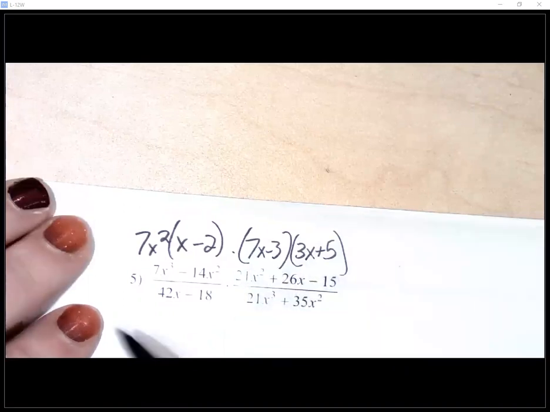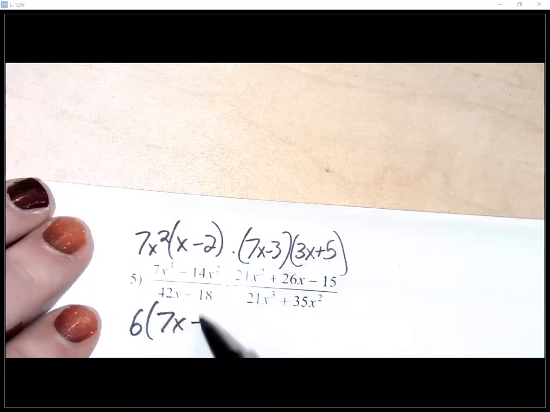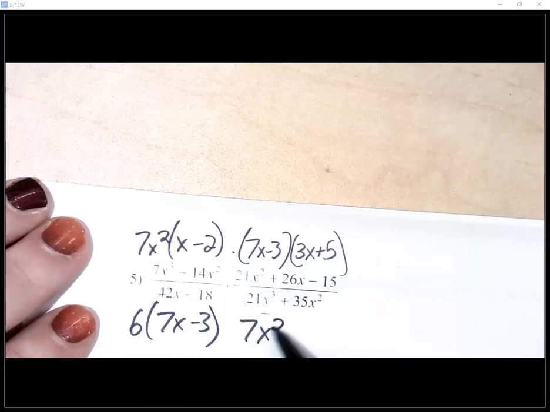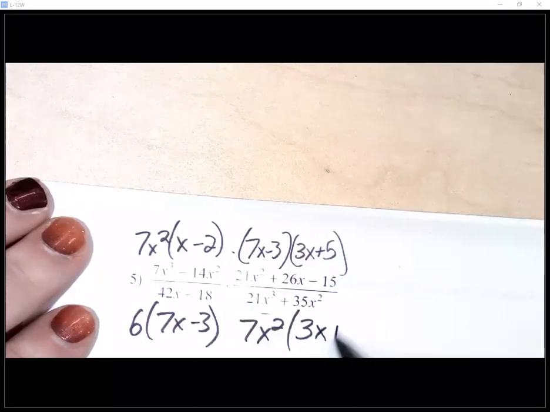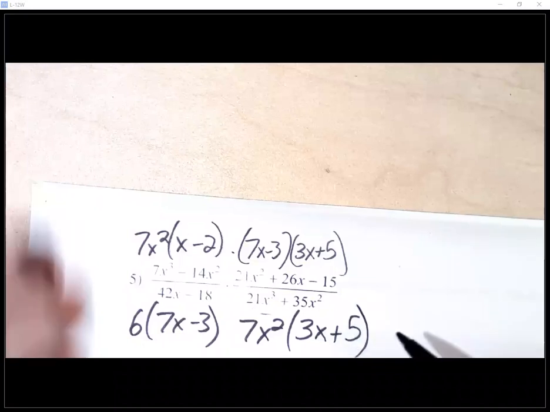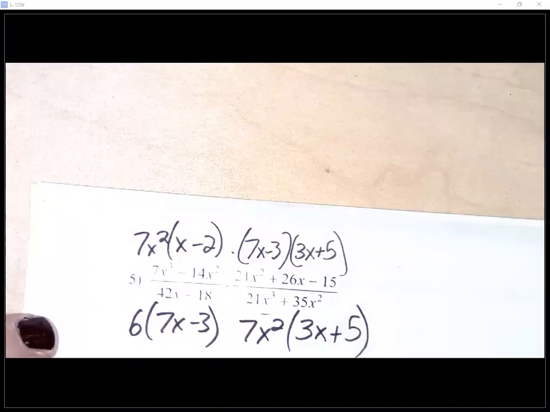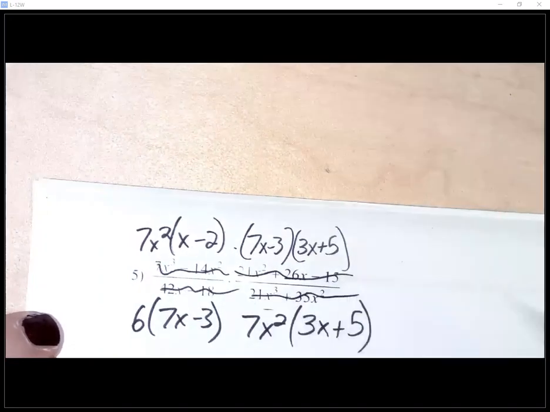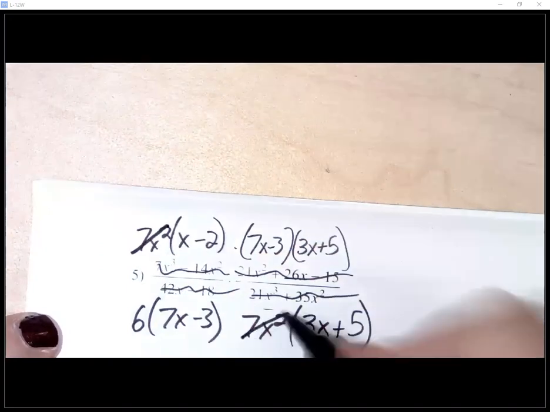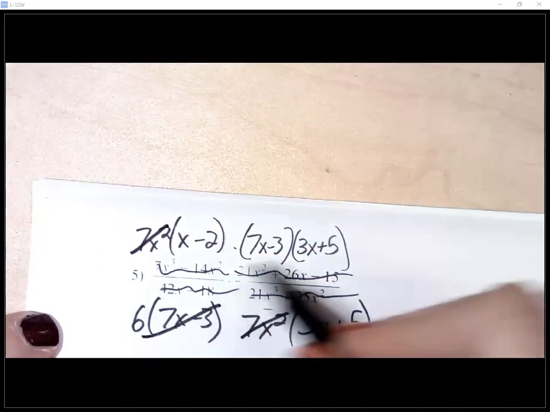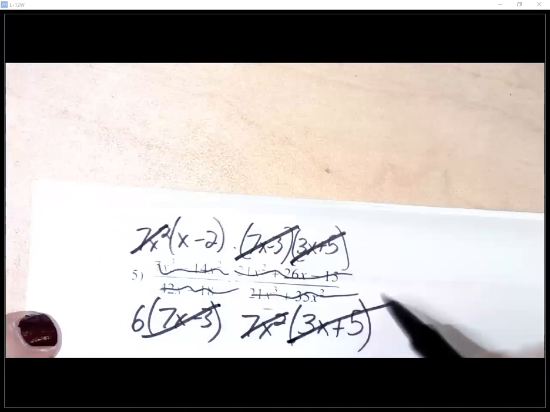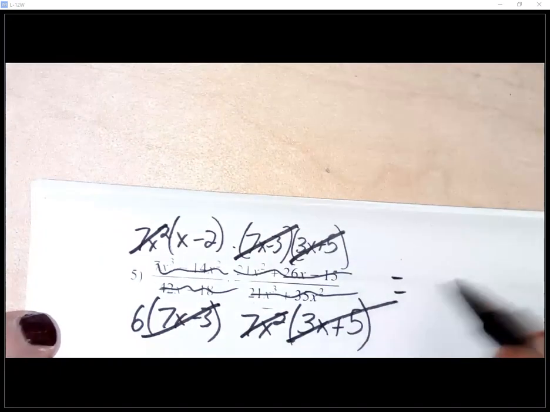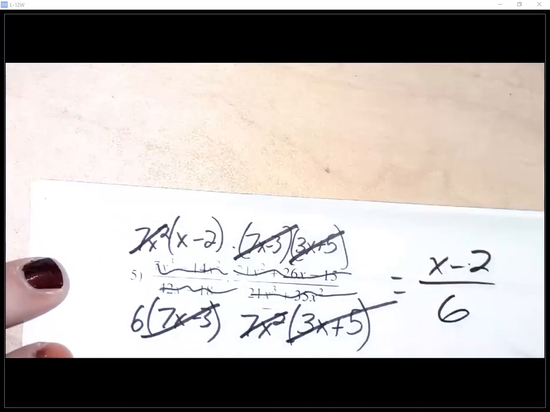Over here, I can take out what, 6? So that's 7x minus 3. Over here, I can take out 7x squared. So I get 3x plus 5. All right, that looks good. So everybody is now factored. So let's now go ahead and cancel. Ooh, 7x squared, 7x squared. That's kind of nice. 7x minus 3s, 3x plus 5s. That's it. I'm done. X minus 2 over 6. Easy peasy.